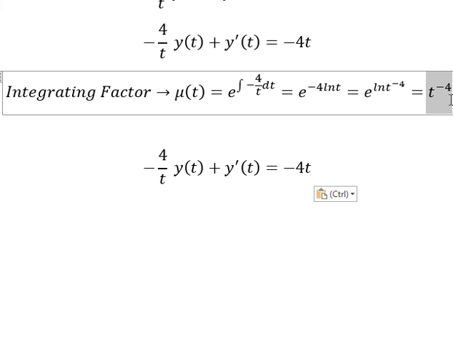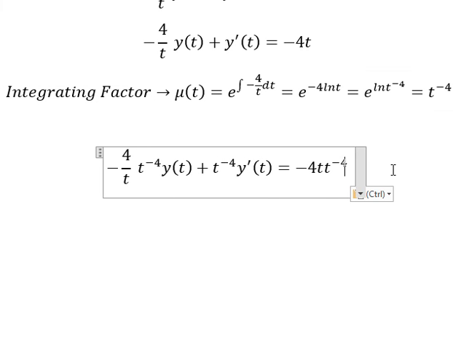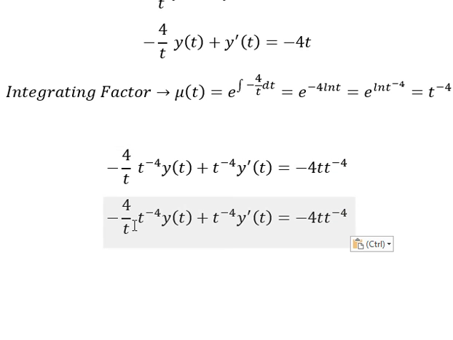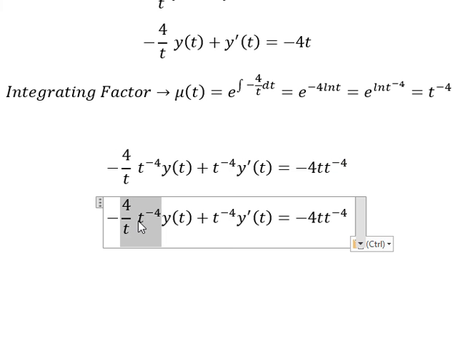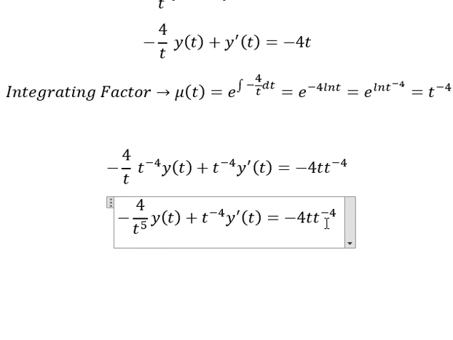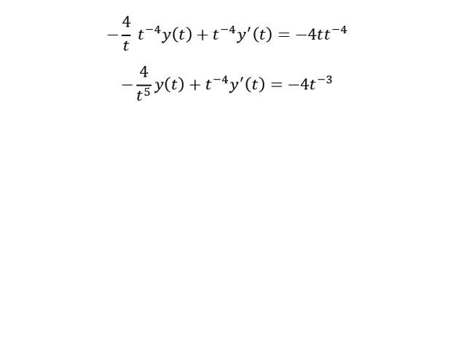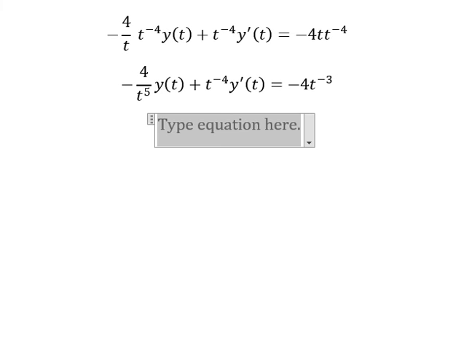That means we multiply both sides by this one. So this one we have 4 over t to the power of 5. This one we have negative 3. Next, we put the integration on both sides.